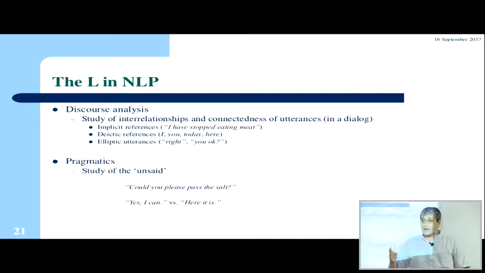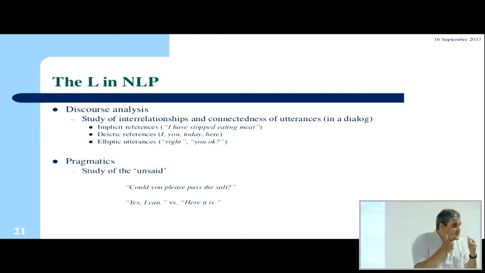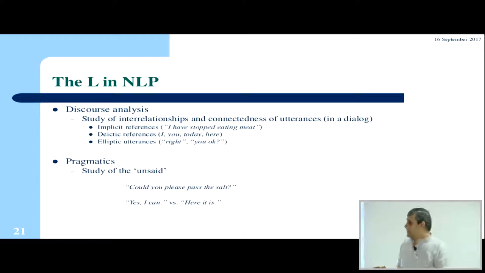Then there are elliptic utterances. You don't always speak in complete sentences. Right. What do you think of this? Is it okay? Okay. You don't say, yes, I feel this is okay. You don't say this all the time, right? You just say, okay. Right. Or, you okay? Are you okay? You don't say this. You okay? Yeah. Done. So, all these are elliptic references and the system needs to understand all this, right?